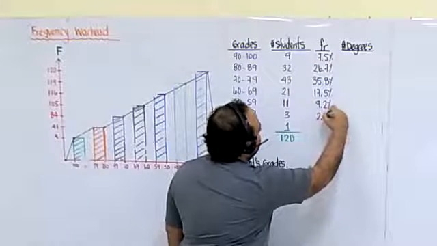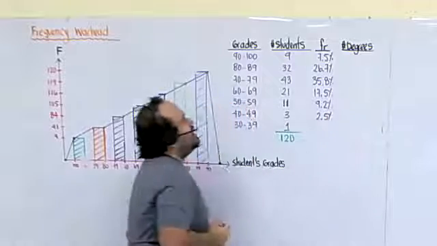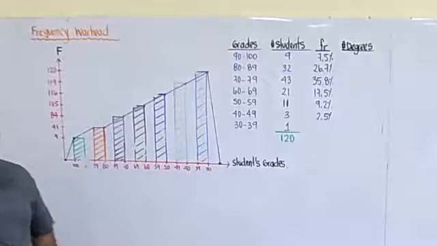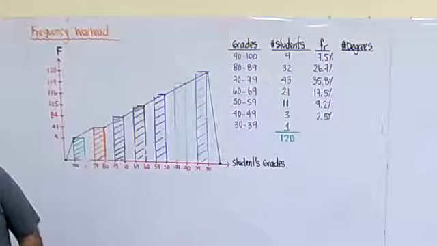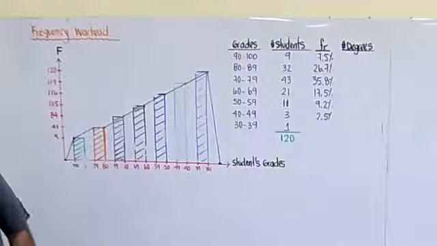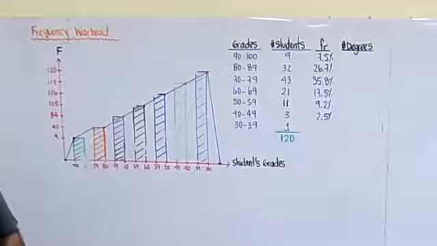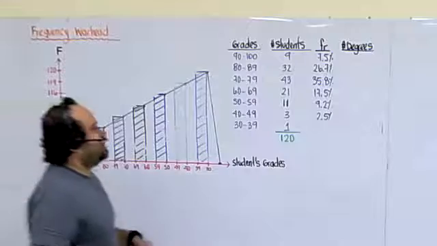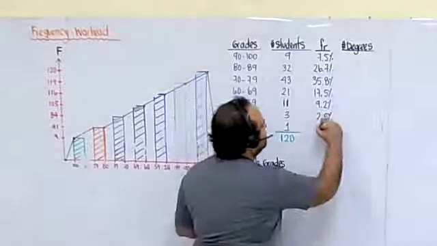And finally, 1 divided by 120 will be 0.8%. Exactly, 0.8%, okay?